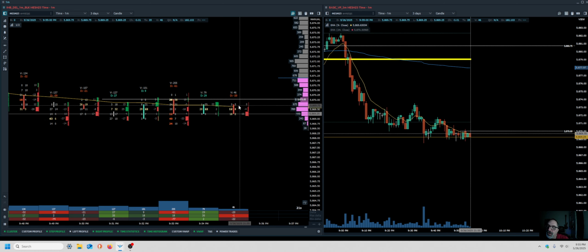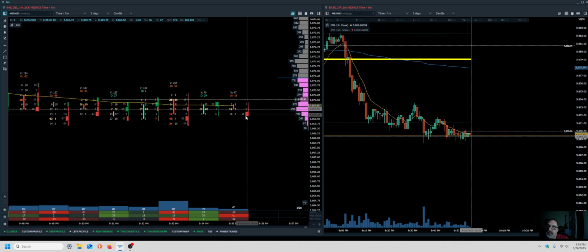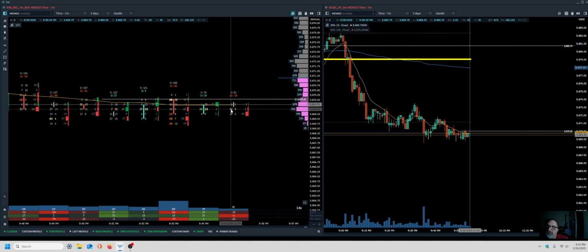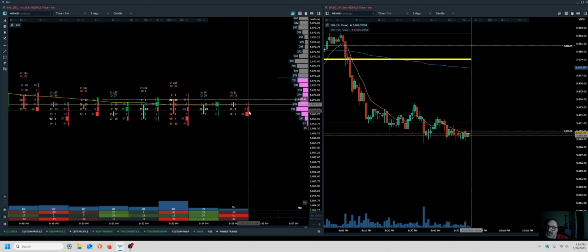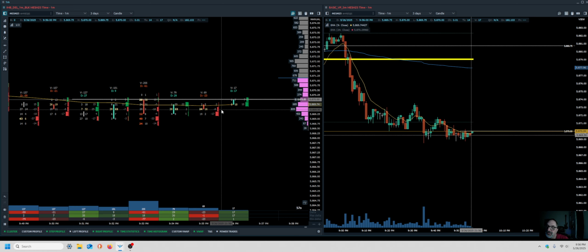Delta is 0 here because you have 3 buyers and 3 sellers. So it's 0 delta. It cancels each other out. You got 14 sellers, 9 buyers. You should have -5, which is what it is. You have 19 sellers, 2 buyers, -17. Right? So it's telling you that sellers are in control.